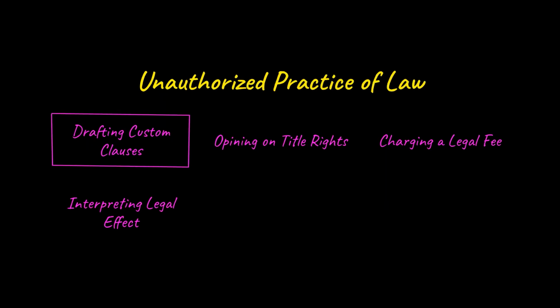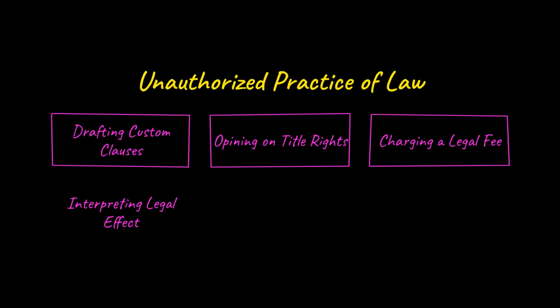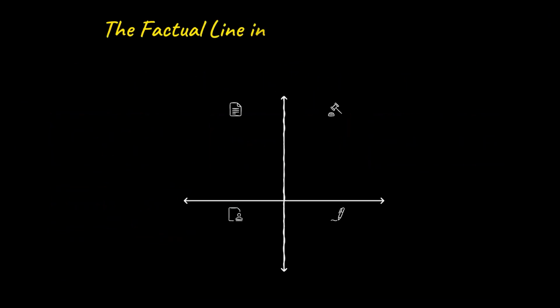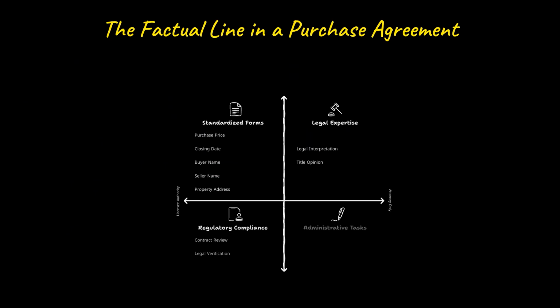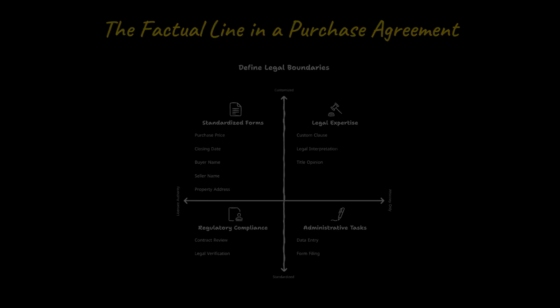Crossing into legal territory is where licensees must stop. Drafting custom clauses, opining on the legal effects of title, charging a separate legal fee, and interpreting legal rights are all reserved exclusively for attorneys. Any of these acts constitutes unauthorized practice of law. The mechanism is simple. The form is drafted by a lawyer, and the licensee merely populates its factual blanks with the deal's specifics. Anything requiring legal judgment, new provisions, rights analysis, or legal opinions must be referred to an attorney.